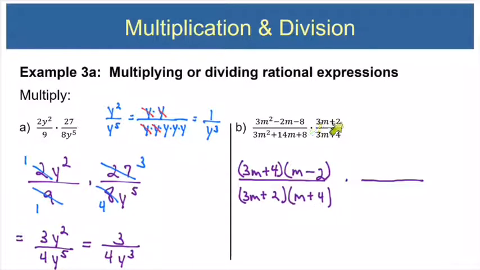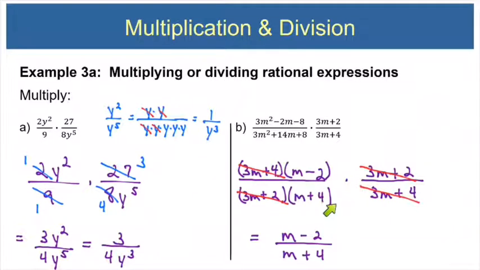Now look at the 3m plus 2. That is just a binomial, but it is not anything we can factor, so that goes there. 3m plus 4 stays as it is as well. And now let's see if we can simplify any of this. So here I notice that I have a 3m plus 4 in the top and a 3m plus 4 in the denominator, so we'll cancel those out. Also, we have a 3m plus 2 in the top and a 3m plus 2 in the denominator, so we'll cancel those out. And all that's left is m minus 2 over m plus 4.